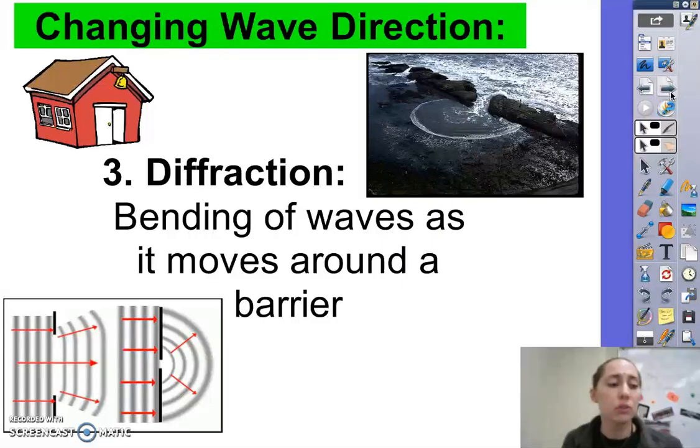The third way waves bend and change direction is through diffraction. No matter where you're sitting in class, if I'm standing in the hall and I say something, you can all hear me because the waves come through the doorway and then diffract around and spread out throughout the entire room. Alternatively, if you're hiding behind something, sound still reaches you because it bends around the barrier and reaches your ears.